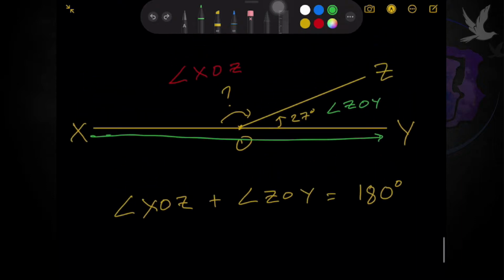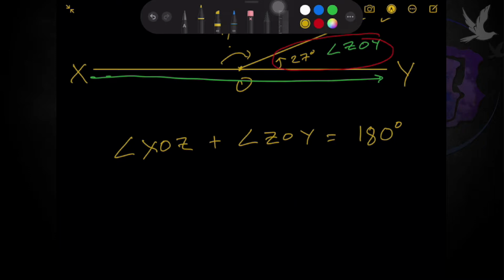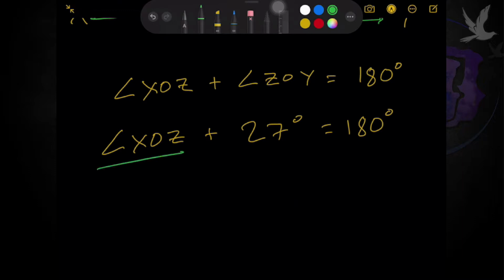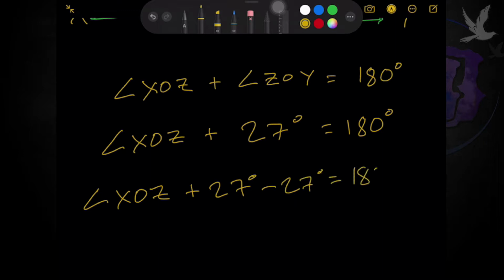Okay, so do the same thing lang. Knowing that angle ZOY here is 27 degrees, substitute lang natin yung value niya. So we now have angle XOZ plus 27 degrees equals to 180 degrees. Okay, then again, to a point of, you want to leave angle XOZ alone in one side of the equation, which means you want to remove plus 27 here. So doing so, you just need to subtract to make it 0. Kailangan nyo lang gawing 0 yan. So anong gagawin natin ngayon? Angle XOZ plus 27 degrees minus 27 degrees equivalent to 180 degrees.